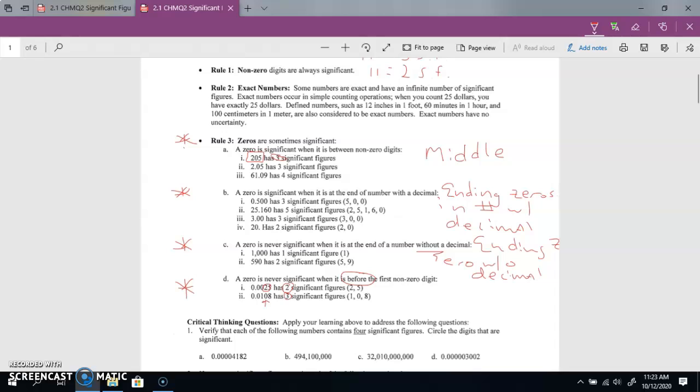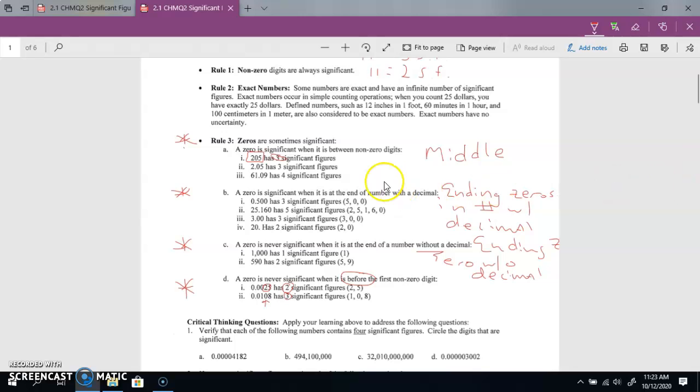So again, to review, rule number 1, non-zeros are always significant. Rule number 3, when we think about zeros, you've got to start by classifying the 0 as the beginning 0, the middle 0, or the ending 0. Beginning zeros are right down here. They're simple. They're never significant. Middle zeros are right here, rule A. They're simple because middle zeros are always significant. It's these B and C, these ending zeros, where you have to stop and ask yourself, does the number have a decimal or not? If it does not have a decimal, then it's not significant.